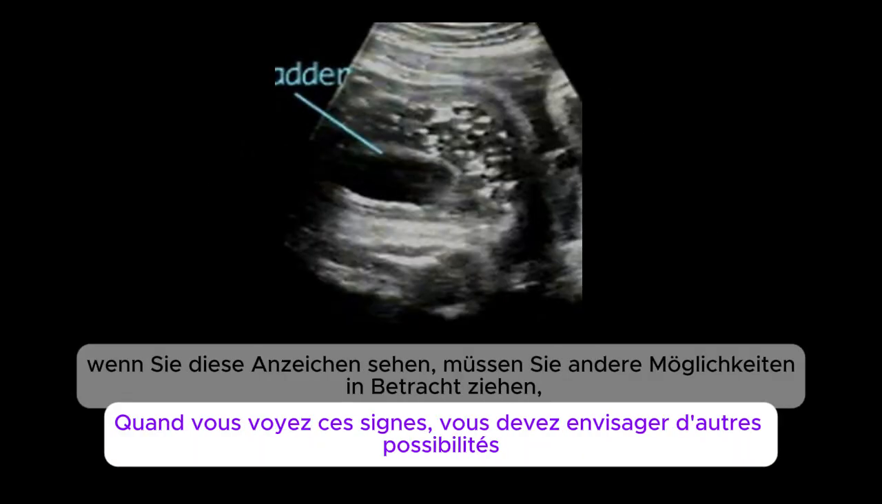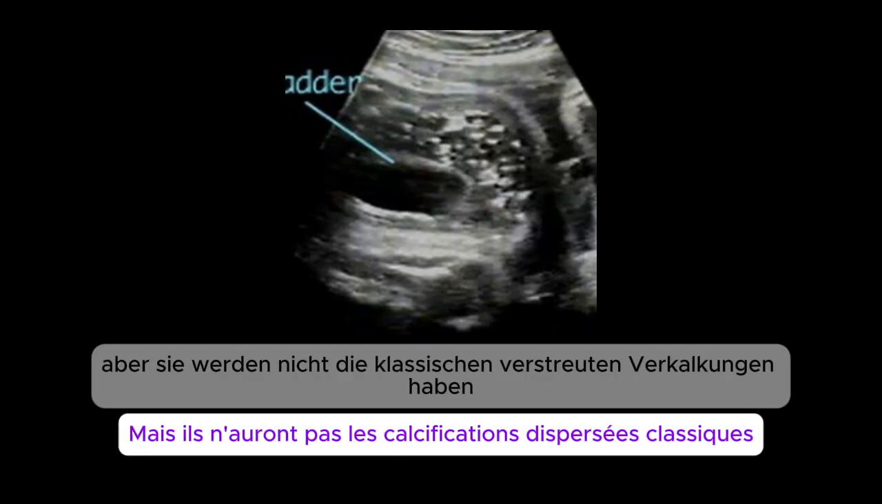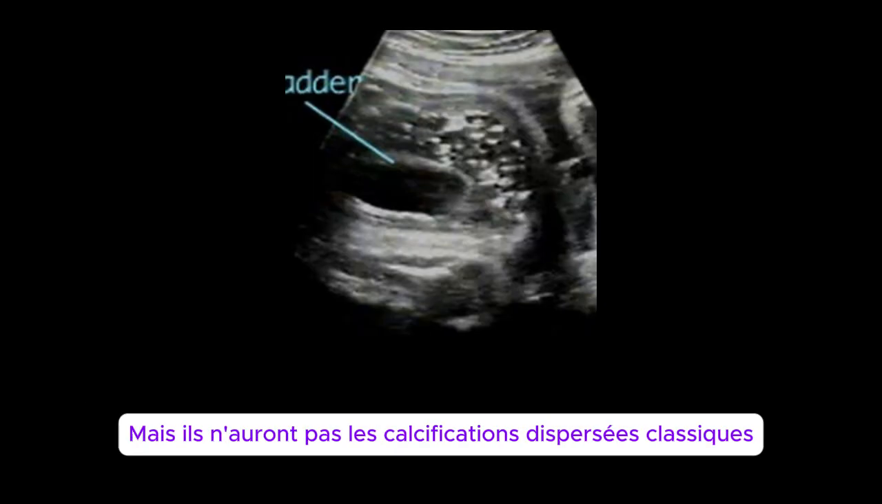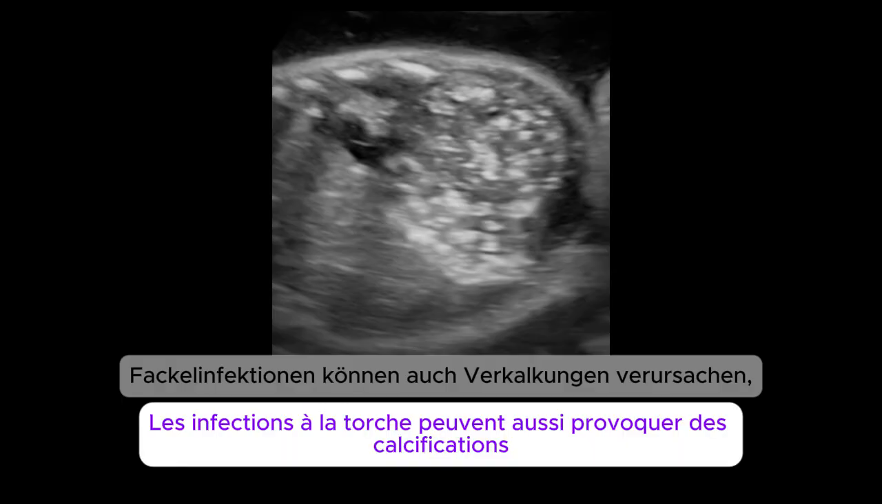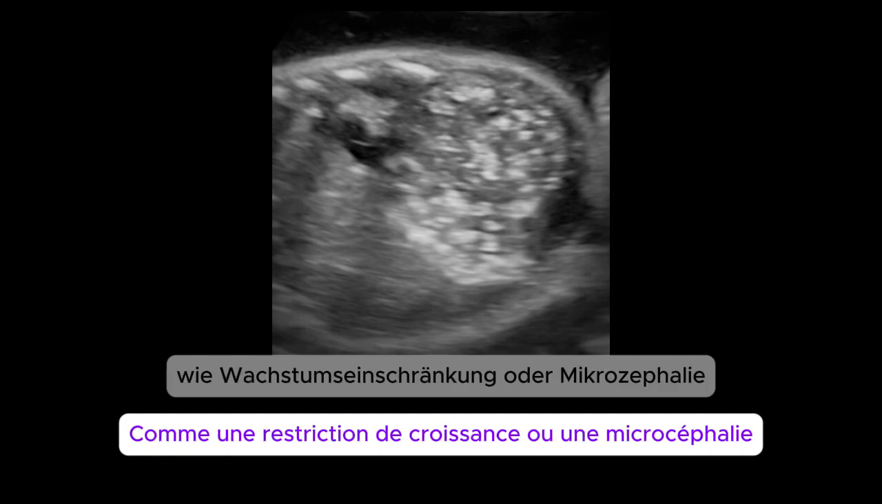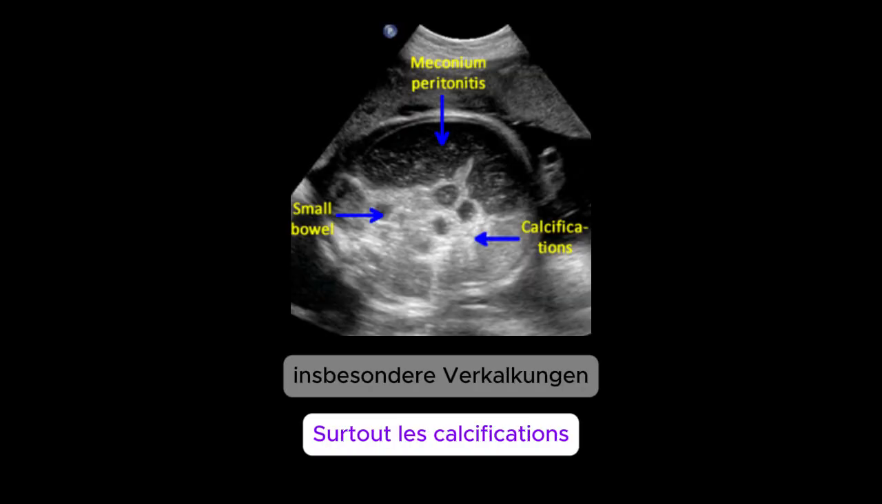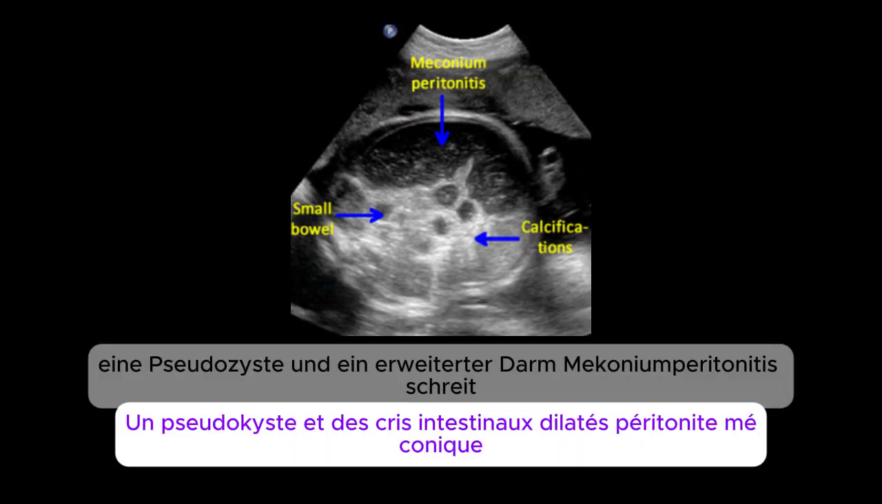When you see these signs, you have to consider other possibilities. For example, intra-abdominal tumors can look like masses, but they won't have the classic scattered calcifications. TORCH infections can cause calcifications too, but they usually come with other signs like growth restriction or microcephaly. The key is that the combination of findings, especially calcifications, a pseudocyst, and dilated bowel, screams meconium peritonitis.